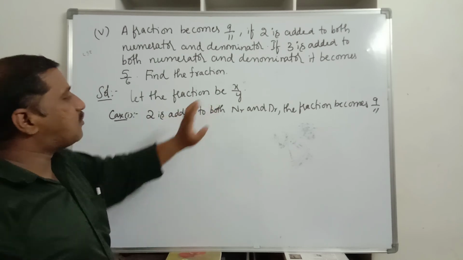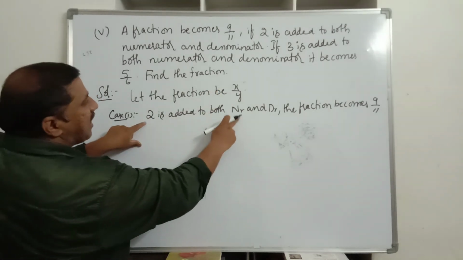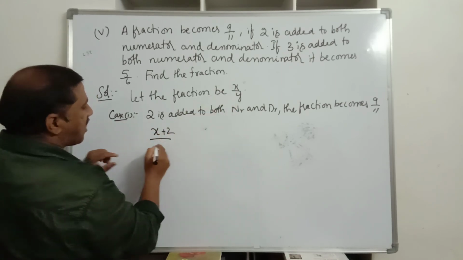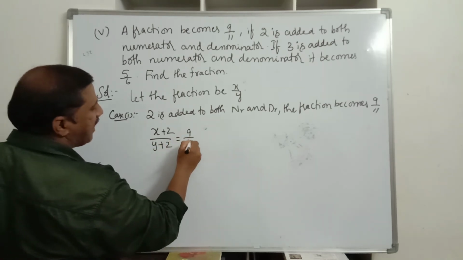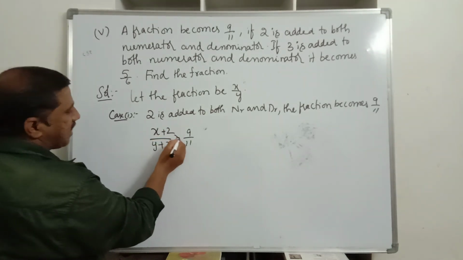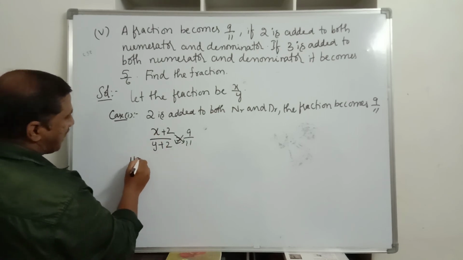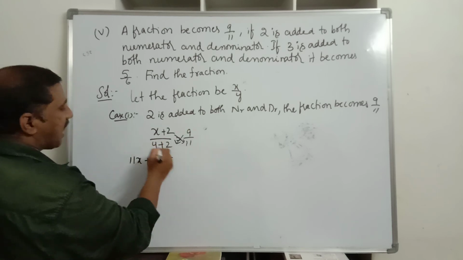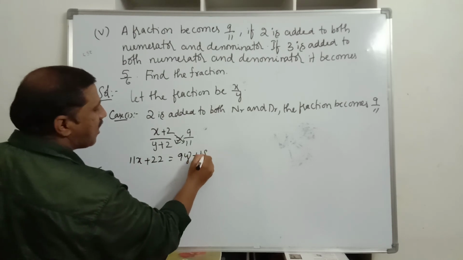So 2 is added to both numerator and denominator. This is the given fraction. When 2 is added to the numerator, the numerator will become x plus 2. Similarly, the denominator is y plus 2. That is equal to 9 by 11. So now go for cross multiplication. What do we get by cross multiplication? 11 into x is 11x plus 2 into 11 is 22. That is equal to 9 into y is 9y plus 9 into 2, 9 twos are 18.